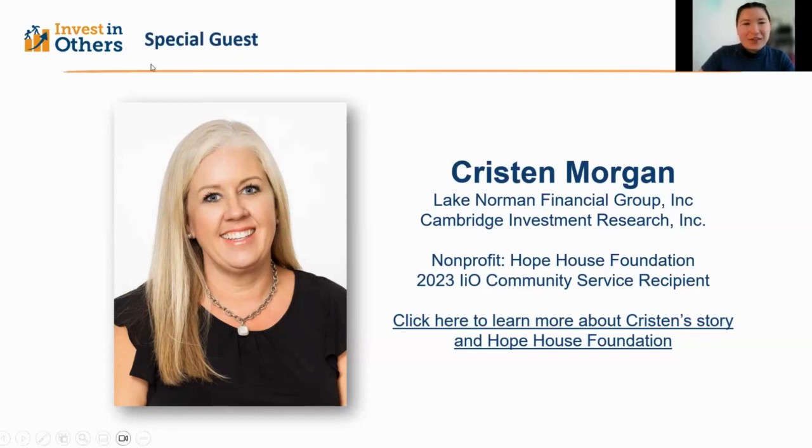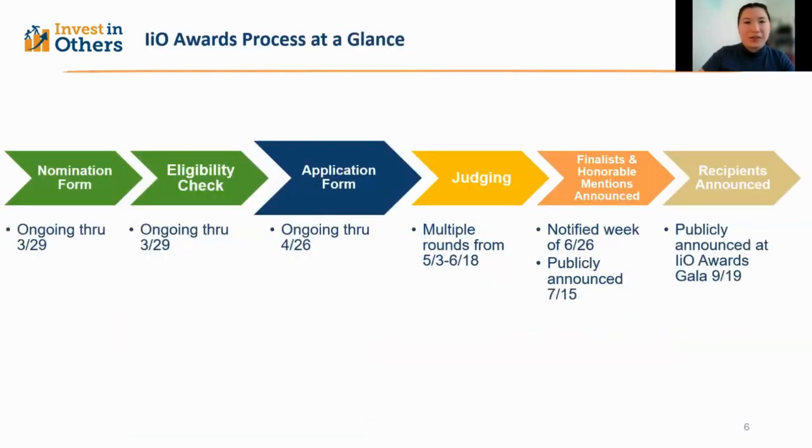Excellent. And so now we'll go over a little bit about the process for the IIO Awards. I'll turn it over to Jess. Great, thank you, Faith. So this chart here shows our process at a glance. You've already made it through the first 2 steps, the nomination form and the eligibility check, and you're now at the application form. As a reminder, applications must be completed by April 26th as judging begins promptly on May 3rd. And Faith is going to guide you in a live demo for how to access the application, just in case not everybody has logged in yet.